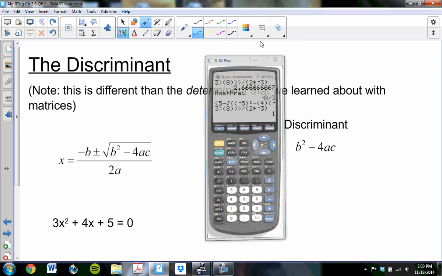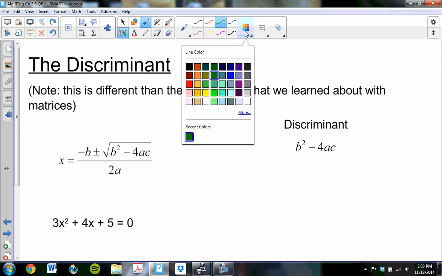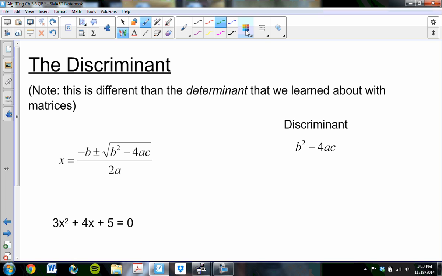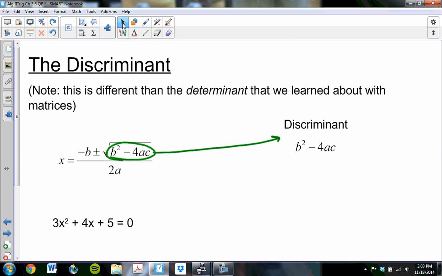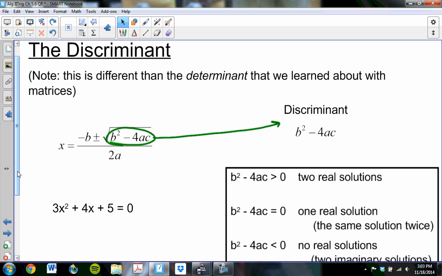The discriminant is the last little piece that we'll talk about. The discriminant is if I take the whole quadratic formula and just grab the b squared minus 4ac. That's what we call the discriminant. The discriminant tells you very useful things about your quadratic. If the discriminant, oh, and remember, discriminant is not determinant. Determinant was a matrix thing, so don't confuse those things.